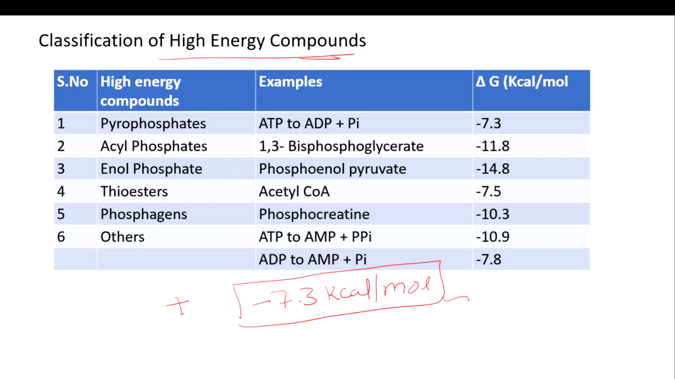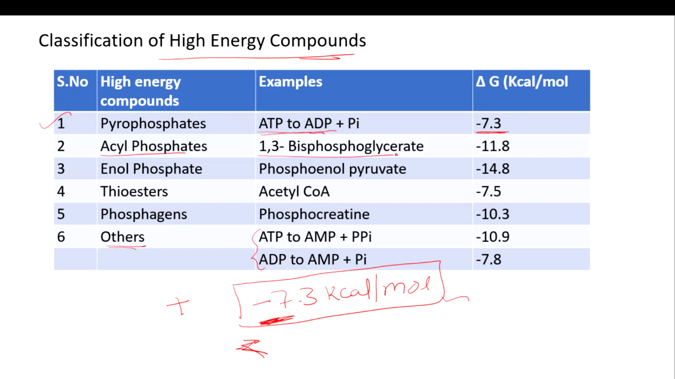If any compound releases less than 7.3, not equal to but less than 7.3, it can be called a low energy compound. So this is a classification here. We have 6 classifications. One is pyrophosphates. An example is ATP to ADP. This also comes under pyrophosphates itself, but I have given it under others, right? ATP to ADP will produce minus 7.3, which satisfies our definition.